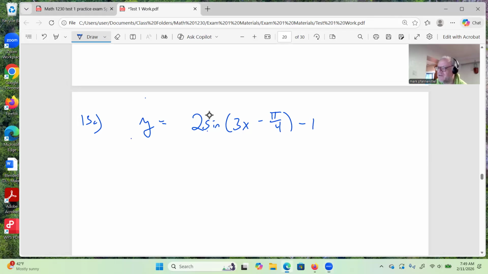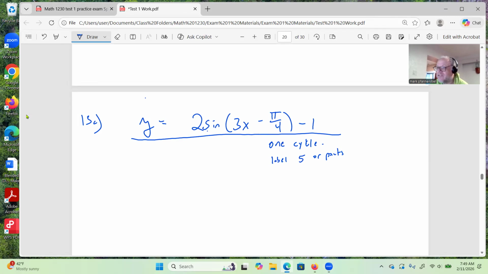So here we have the graph y is equal to 2 sine of 3x minus pi over 4, all minus 1. On this problem, there are going to be further instructions where it's going to say graph one cycle. Label at least 5 points. Well, five or more points, it's going to say. Okay, 5 or more points.